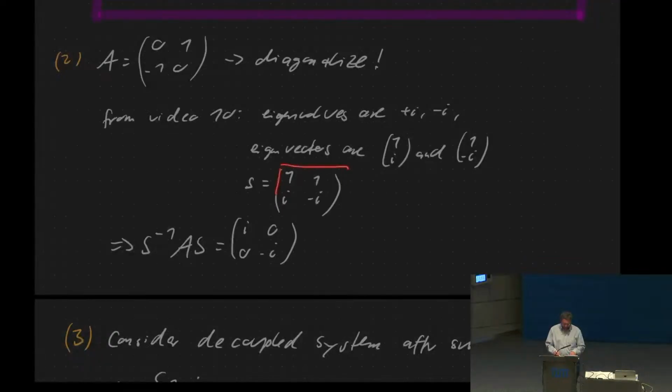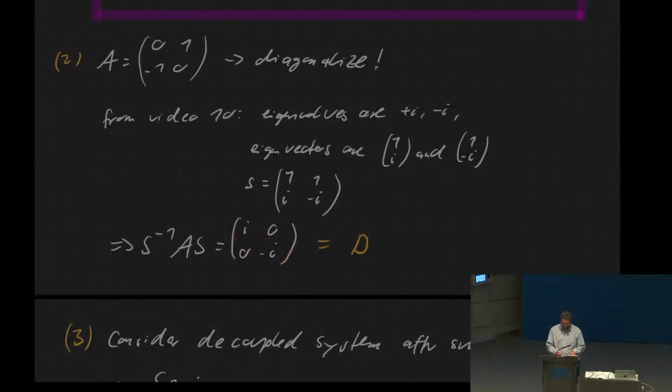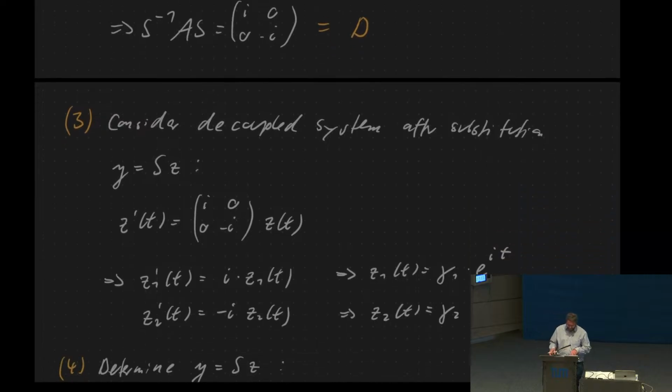Right, so we put the eigenvectors into the transformation matrix, and that means this here is our diagonal matrix, S to the minus 1 A S. We'll have the eigenvalues on the diagonal, so i here, minus i here, so that looks like this. So now we have that decoupled system. Now we transform our original differential equation system into that decoupled version by using this substitution here.